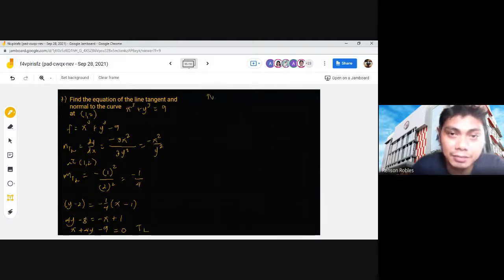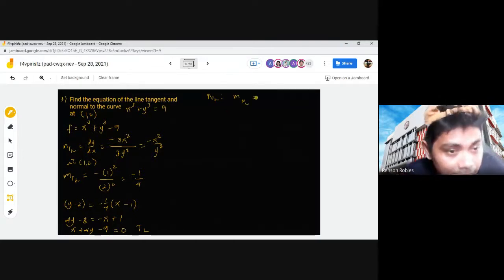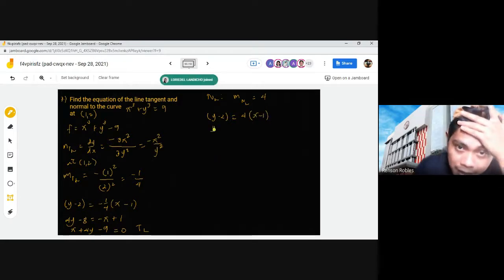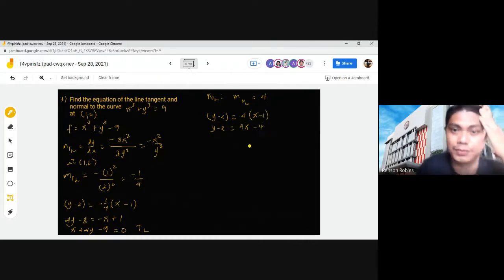For the normal line, okay, so what is the slope of the normal line? If the slope of the tangent line is negative 1/4, okay, that's 4. So you just copy again, y minus 2 equals slope of the normal line, then (x minus 1). So you have y minus 2 equals 4 times x, 4x, 4 times negative 1, minus 4. Alright, then itong itatapon ko doon. 4x minus y, then minus 2 will become plus 2 here. So minus 4 plus 2, 0. Alright, and this is the normal line.